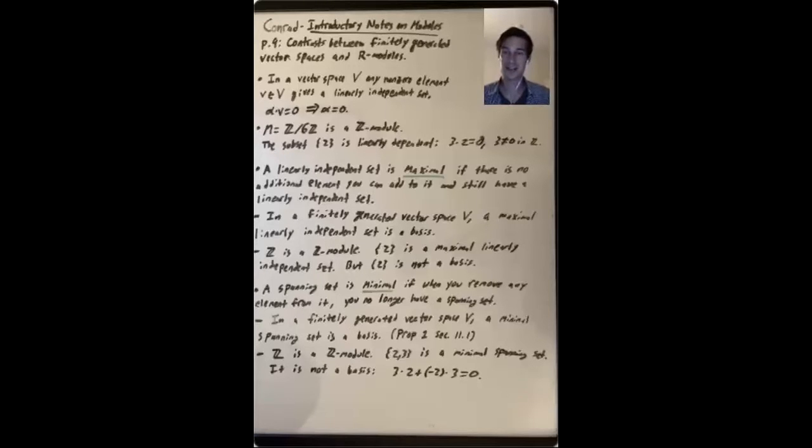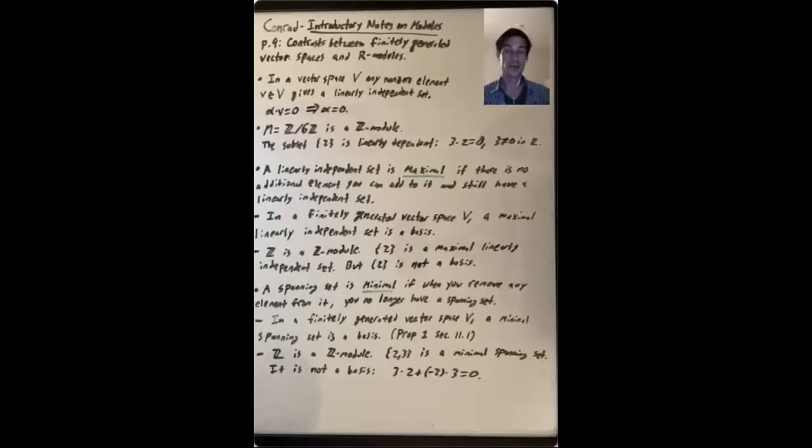Last video of this lecture, I want to give a whole bunch of examples from Conrad's introductory notes on modules. In particular, these all happen right around page 9, where he gives contrasts between finitely generated vector spaces and the more general setting of R modules. I find these really helpful and think they'll be helpful for you in understanding how to think about R modules, assuming that you're already pretty comfortable with linear algebra and the idea of a vector space over a field. So we'll talk much more about vector spaces later on.